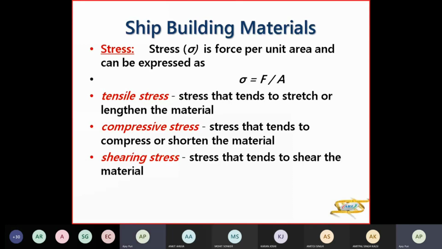Now stress. On ships you have almost 10 types of stress, but we'll do the stress on steel now. The stress is the force applied per unit area, so sigma is F by A. You'll have tensile stress, compressive stress, and shearing stress.